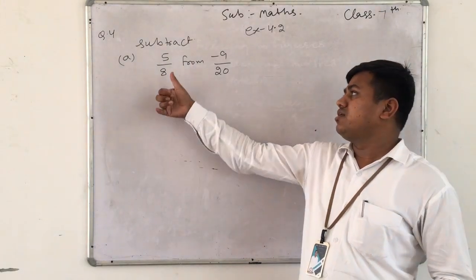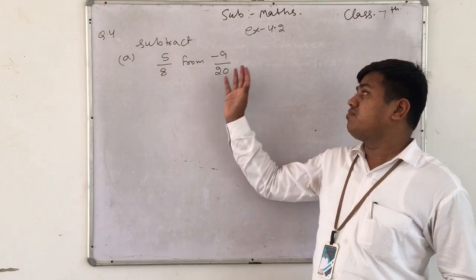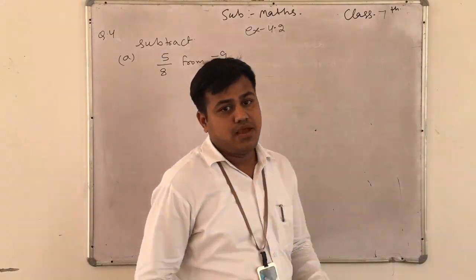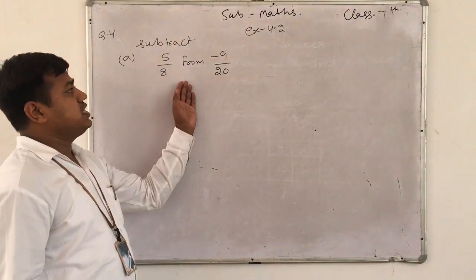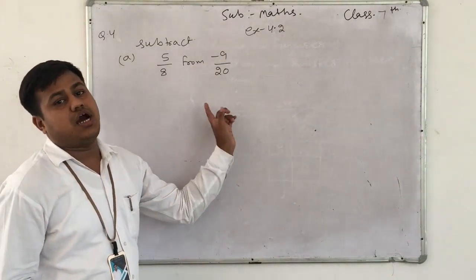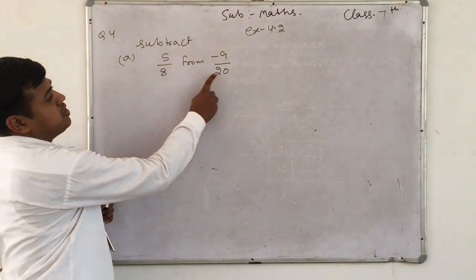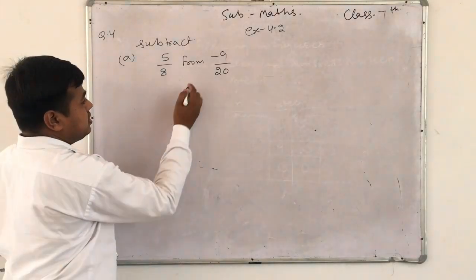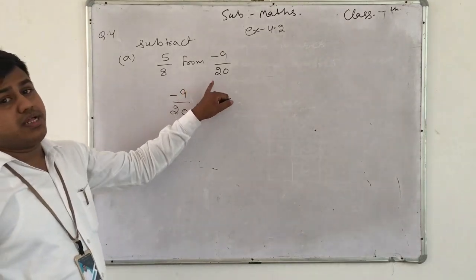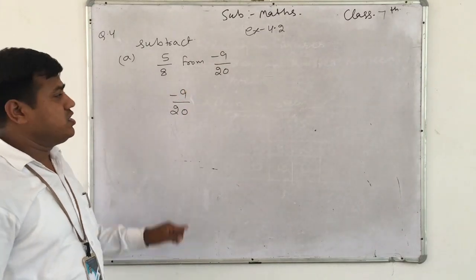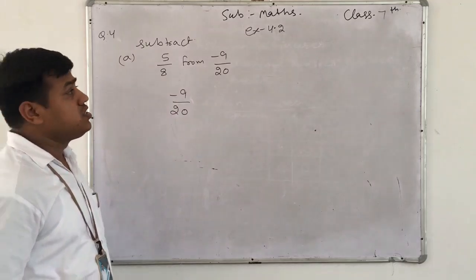In which the first question is to subtract 5 upon 8 from minus 9 upon 20. How will we solve this subtraction question? Firstly, write the digit after "from". From के बाद जो digit है, write कर लेंगे. That is minus 9 upon 20. So write minus 9 upon 20.